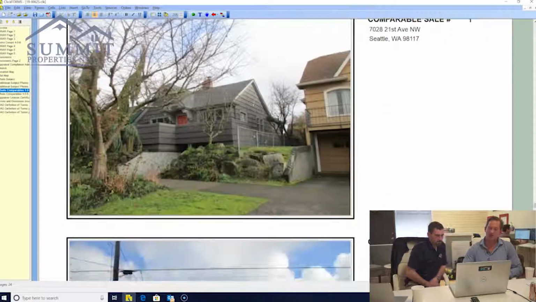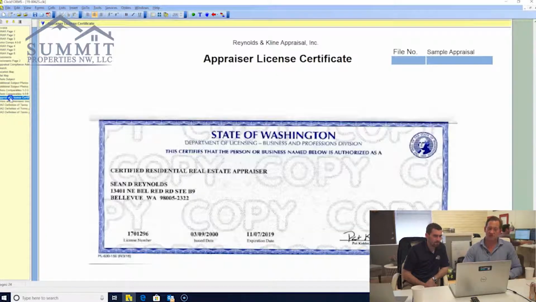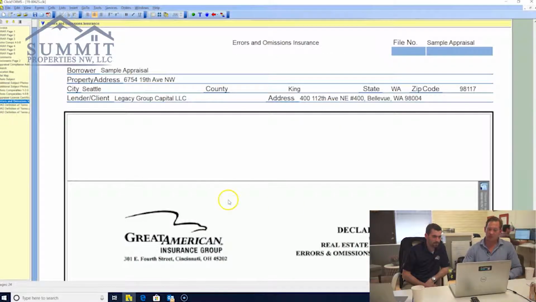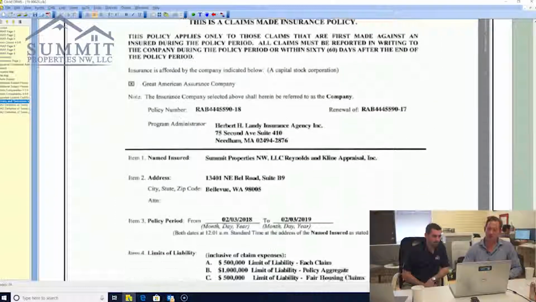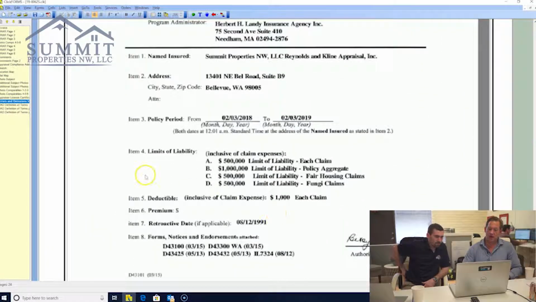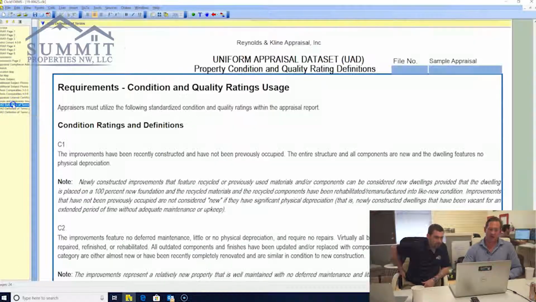And so as appraisers, we have to drive by each of the comps, take a photo, look at the MLS sheets, make sure that they match up. Copy of the license, copy of our errors and omissions insurance. Have to carry that. And then our definition of terms, which we've already looked at. And that's about the guts of it.